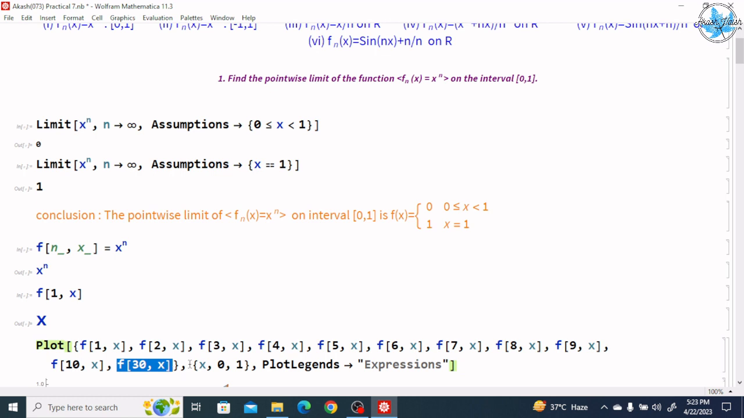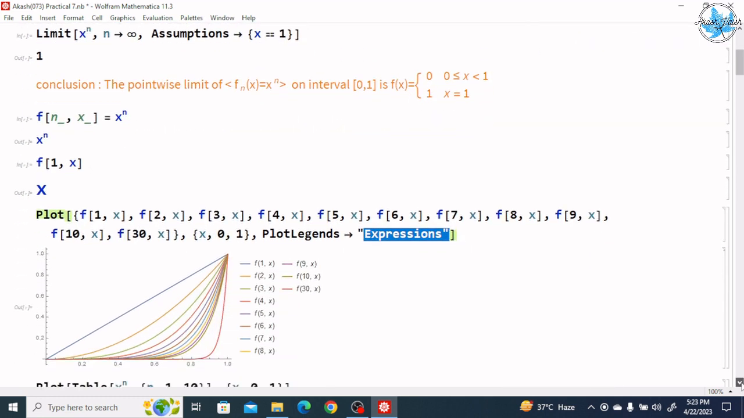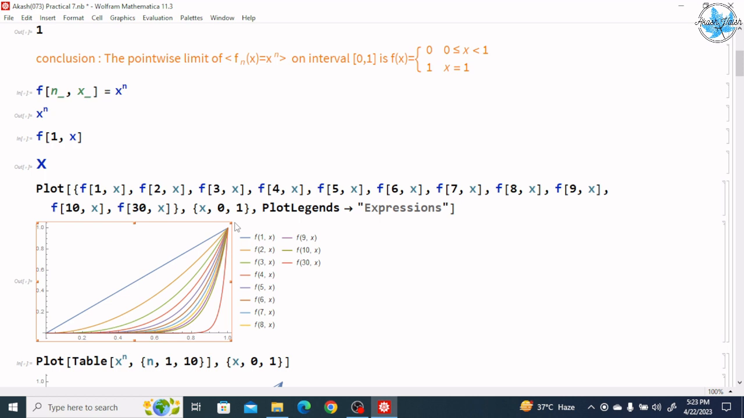Now define that x varies from 0 to 1. So give the command, x varies from 0 to 1, and now give the command for the plot legend. For the plot legend you will write the expression. What you will get? You will get the graph of the different lines, then you will get the name of the different lines, that is, which line represents which function. Then press the shift plus enter key, you will get your graph like this.